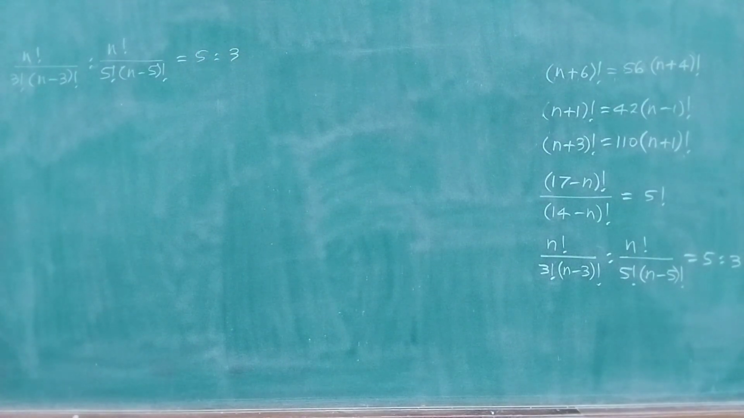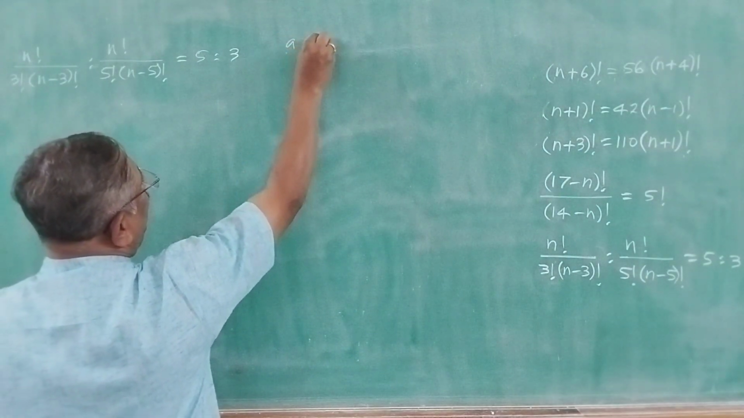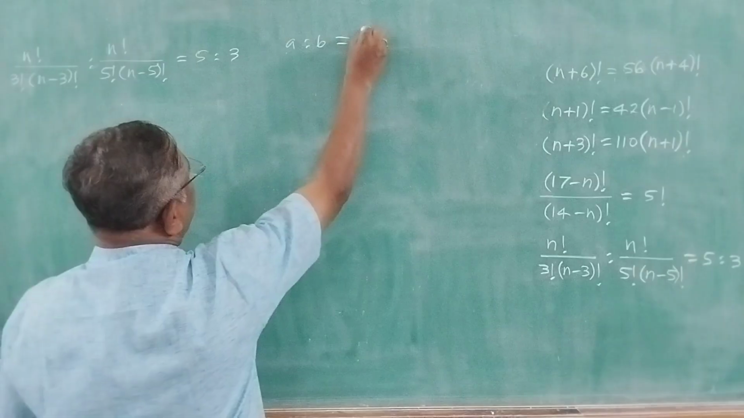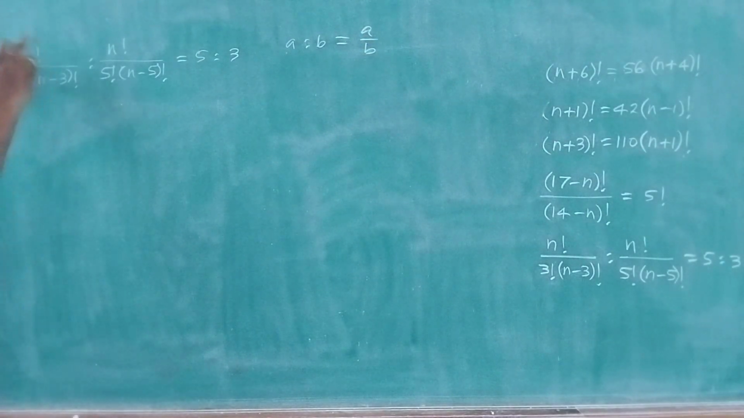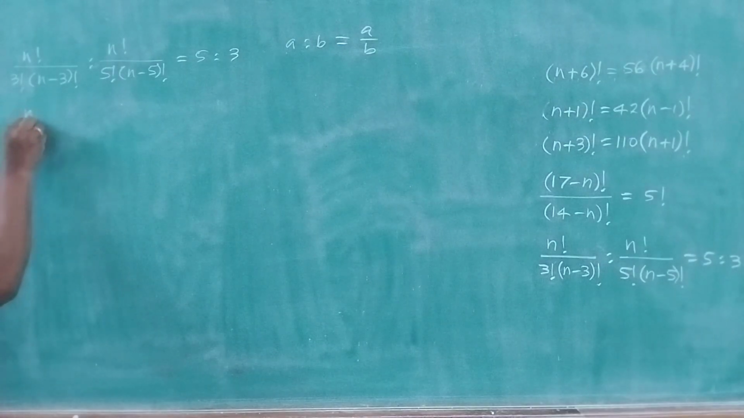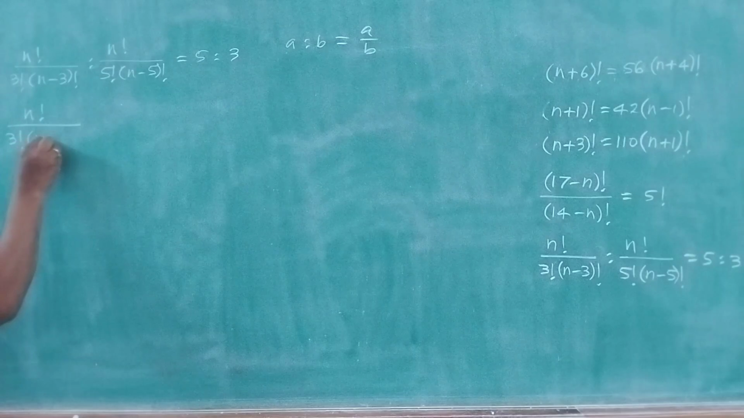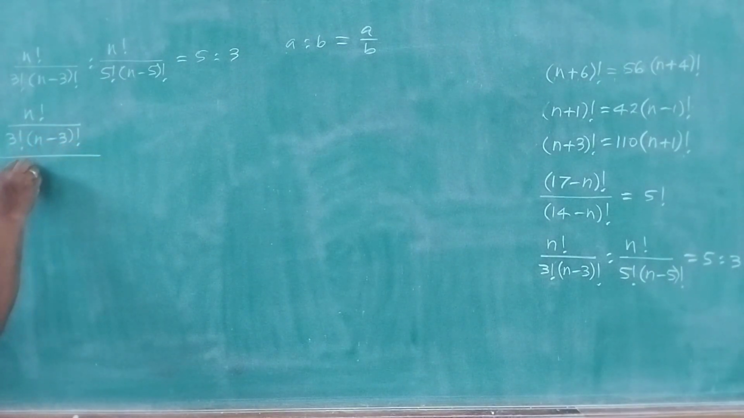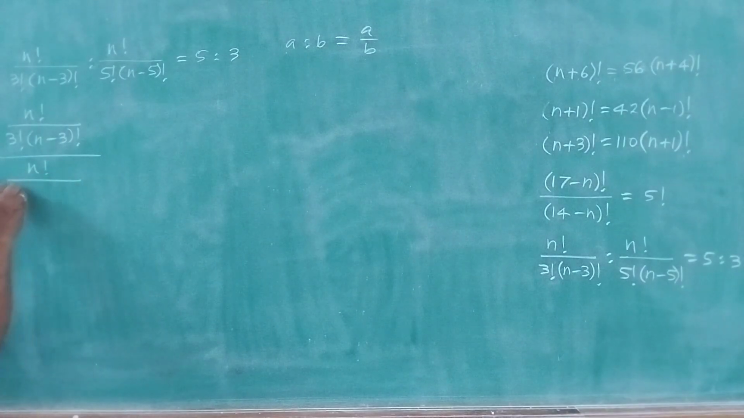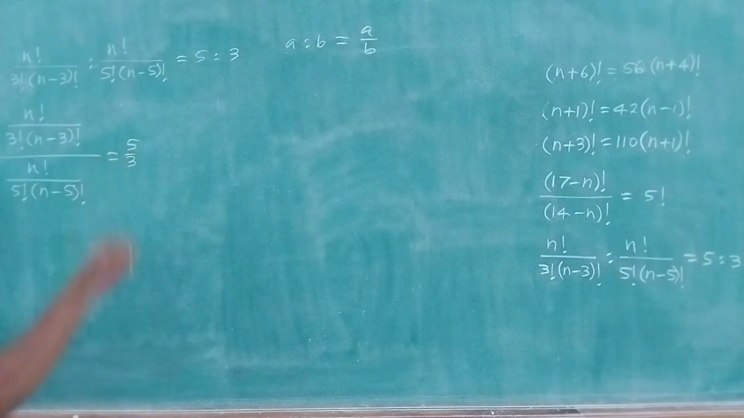Let us discuss this one. Already in ratio and proportion, we have seen that whenever we have a is to b, it is written as a divided by b. With the help of this, I can write this expression as n factorial upon 3 factorial multiplied by (n minus 3) factorial, divided by n factorial upon 5 factorial multiplied by (n minus 5) factorial, is equal to 5 divided by 3.